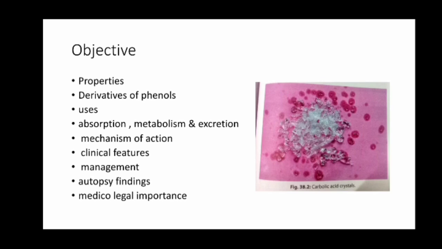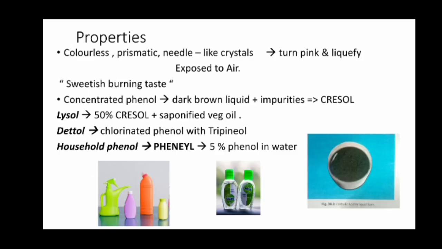Here you can clearly see the carbolic acid crystals. They are needle-like, colorless prismatic crystals. They turn pink and liquefy when exposed to the air, and it has a sweet, burning taste. The concentrated phenol with impurities is called cresol. The concentrated phenol is a dark brown liquid.